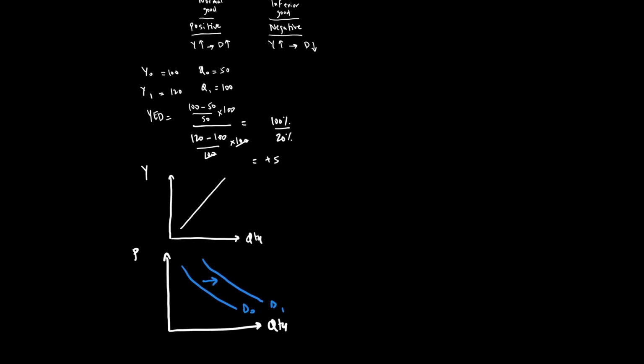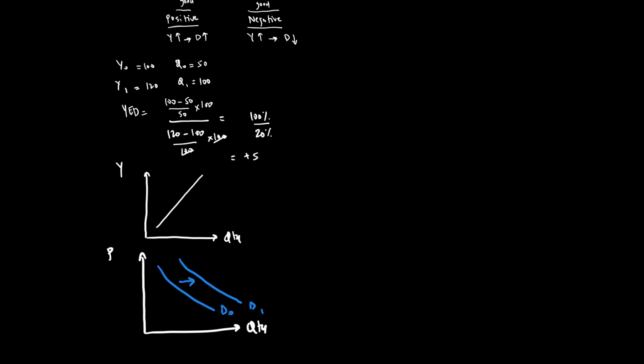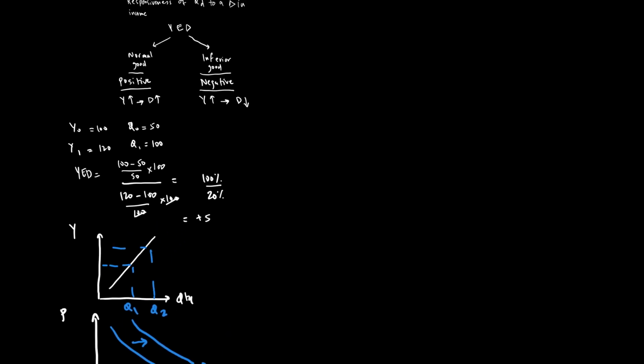So for normal goods, we will see that the YED will be positive, where the demand curve will shift to the right, or as income rises, our quantity will go up from Q1 to, let's say, Q2. Right, but let's look at inferior goods. In the case of inferior goods, we're saying YED is negative. So let's do an example of an inferior good to see.